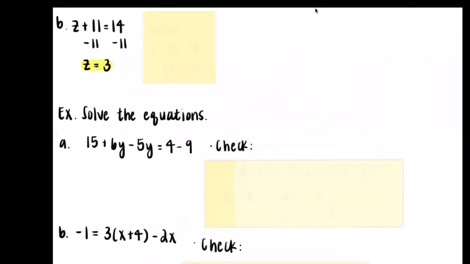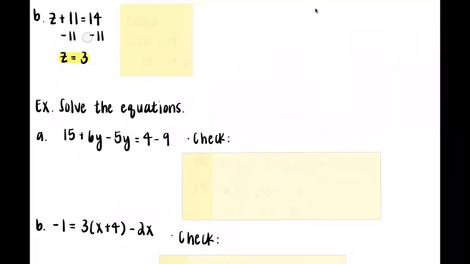Okay, let's do some more. Oh, I already did. Forgot to erase this. If we have z plus 11 is equal to 14, that z needs to be left alone. Well, the 11 is currently in my way.